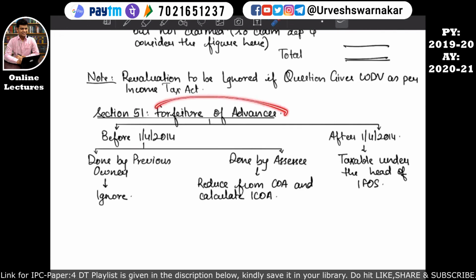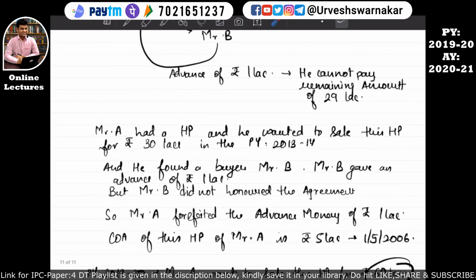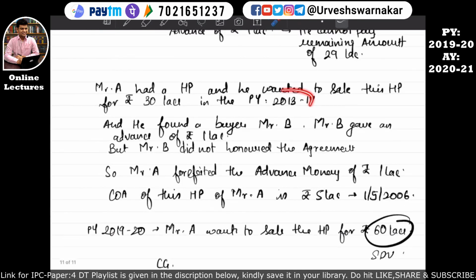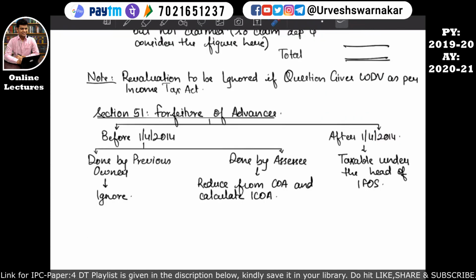If a forfeiture of an advance is done before 1st April 2014. So in our question, the forfeiture was done in the year 2013-14. That means maximum up to 31st March 2014, this forfeiture would have already been done. That means the forfeiture was done before 1st April 2014. I hope this is quite clear to you all. Okay. And the forfeiture was done by the assessee. That's why such forfeiture amount was reduced from the actual cost of acquisition and then indexation was calculated.